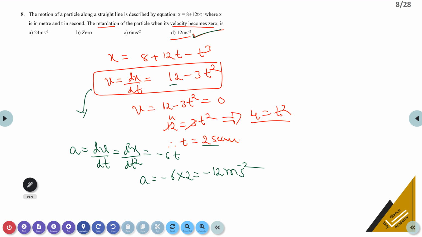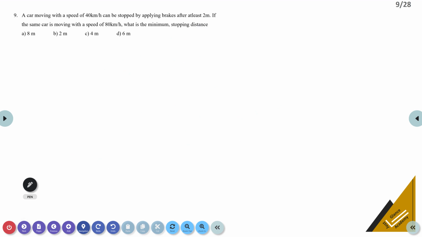If it is given specifically as minus 12, then you can mark it. Of course, the minus sign is not given in the options because the word retardation itself indicates it. Now, next.